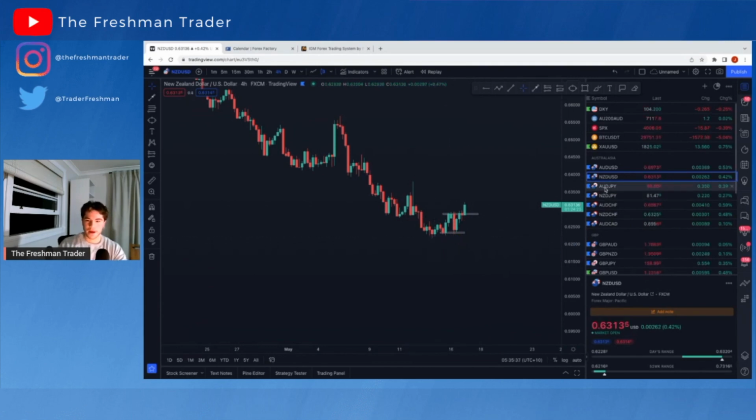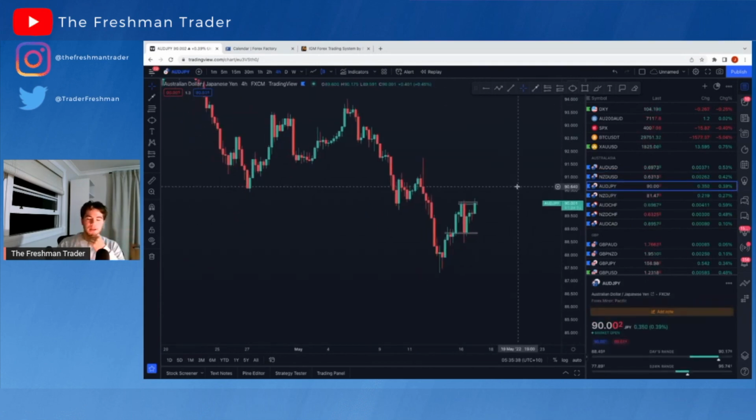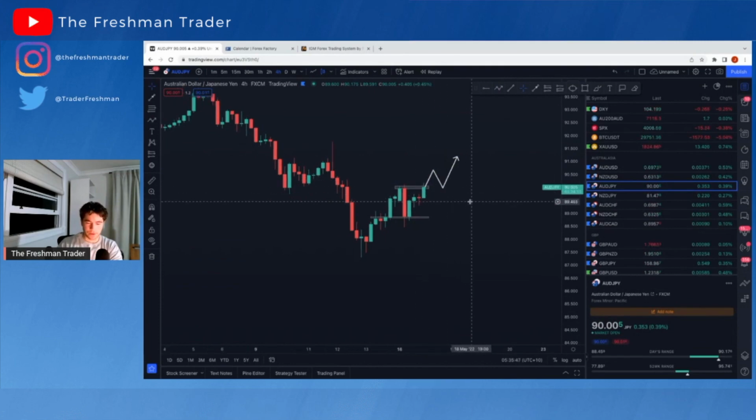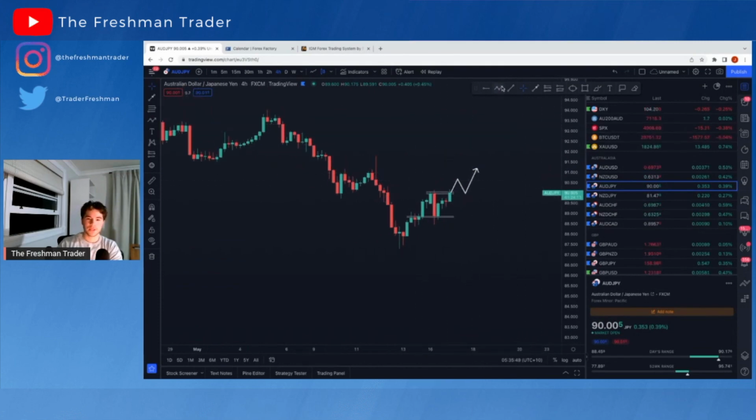Okay, Aussie dollar Japanese yen is presenting a similar setup, but we need to see price push bullish from here and then come back and continue. Okay, so you can already see Aussie dollar starting to make some new highs early this morning. So we'll wait and see.